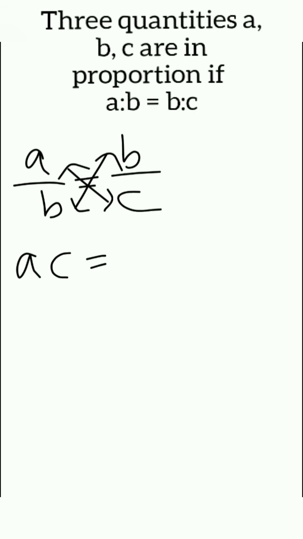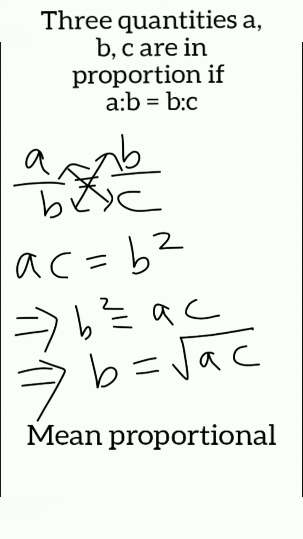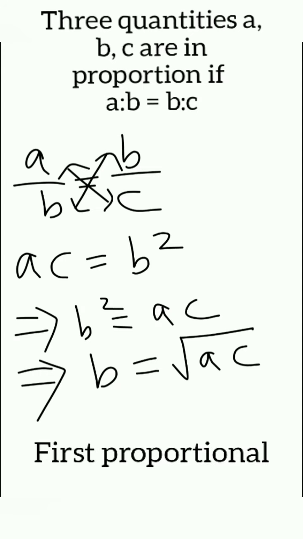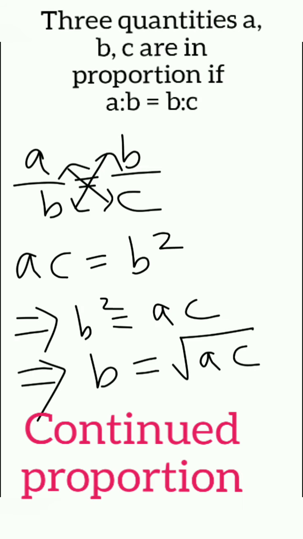And what is B into B? B into B is B square. And if I am just flipping this equation, I will get B square is equal to AC. And from this I can write the value of B as square root of AC. So in a proportion, A is to B proportional to B is to C. B is called the mean proportional, A is called the first proportional and C is called the second proportional. And we can also call this proportion as continued proportion.